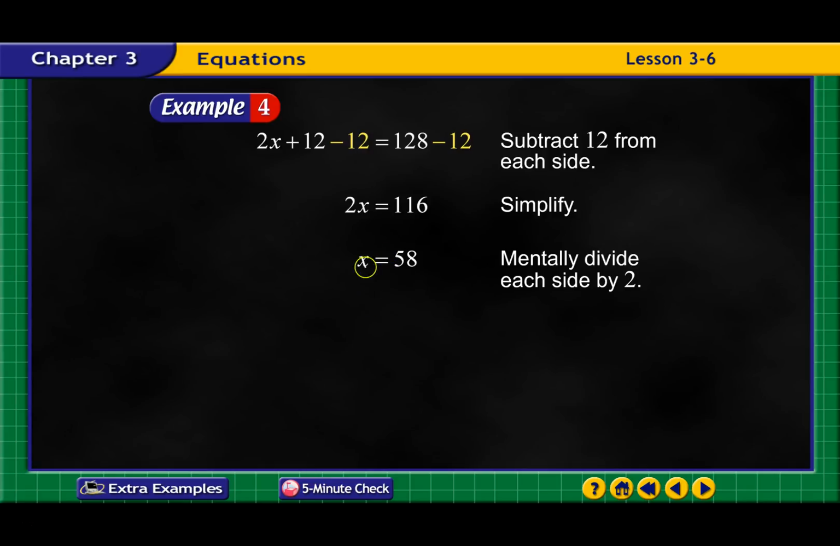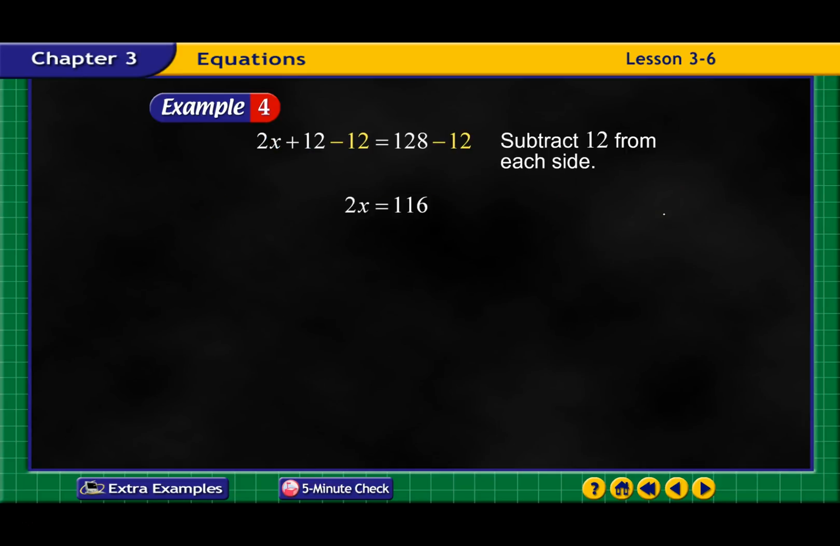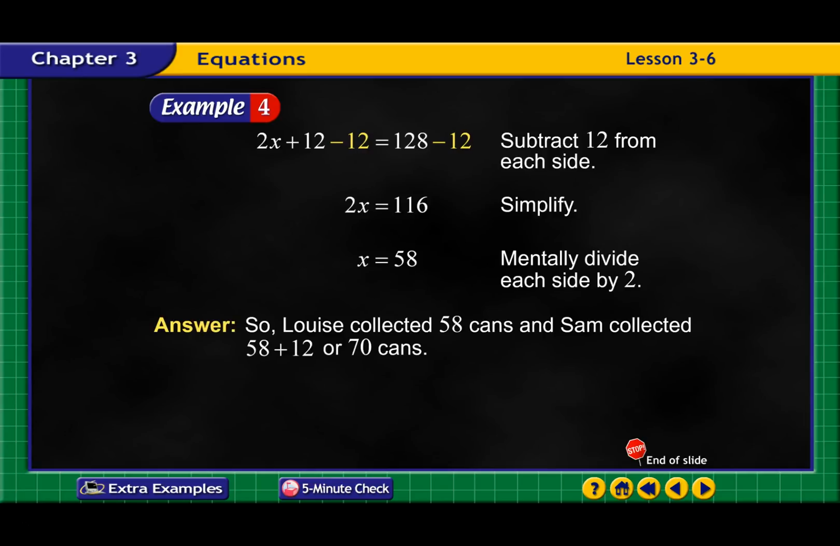Just because you found this, when it's a word problem, you've got to go all the way back to the beginning. How many cans did Sam collect? That's what they're asking for. Is this how many Sam collected? No, because Sam had 12 more. So Luis had 58. Sam collected 58 plus 12, which would be 70 cans. So your answer is actually 70 cans.